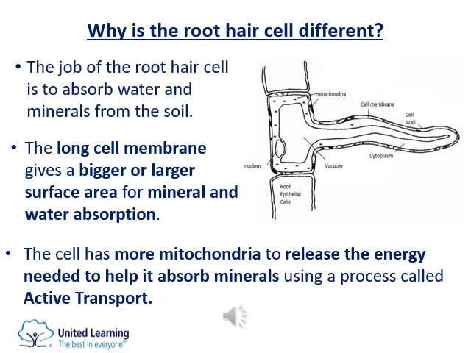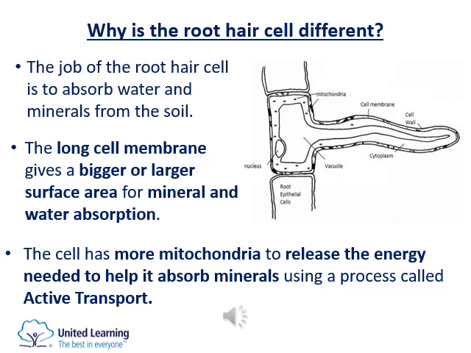So we've now identified the differences between a root hair cell and a typical plant cell. So what we need to do now is explain why we have those differences. So we've stated that the job of the root hair cell is to absorb both water and minerals from the soil into the plant. So a long cell membrane gives it a larger surface area, and basically what that means is the root hair cell can absorb more water and more minerals at one time because it has got a bigger amount of space to do that. And it's that shape with the elongated cell membrane that allows it to do that.